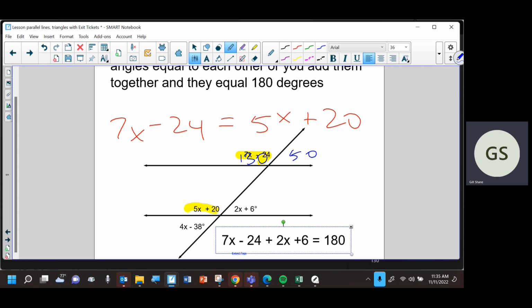Well, if this is 130, the vertical angle is 130. There's only going to be two numbers. And this is going to be 50. Well, if this is 50, this is 50, and that's 50. There's only two numbers. That's why there's only two things you have to do. You either set them equal to each other, because those angles are equal, or you add them up and they equal 180.